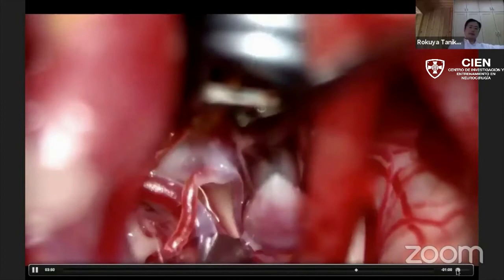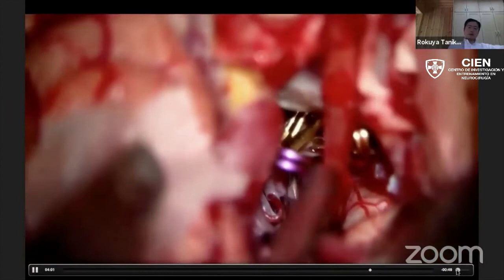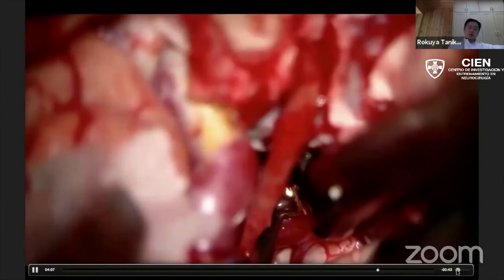So, important thing, the bloodless operative field, no red cell, and the highest magnification and the bright operative field enables you to confirm all the important anatomy. Even after the transcavernous approach, complete hemostasis makes the operative field clean, and you can perform the complete neck clipping, preserving all the important perforators.